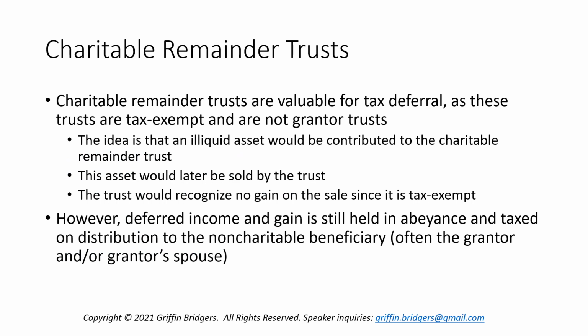However, any deferred income and gain, it's not tax-exempt forever. It's only tax-exempt with respect to the trust itself. It's accounted for and held in abeyance on IRS Form 5227 every single year. And ultimately, that deferred income and gain will be taxed on ultimate distribution to the non-charitable beneficiary, who, as I mentioned, is usually the grantor or the grantor's spouse. And that distribution would typically be in the form of an annuity or a unitrust, which I'll discuss at a later time as well.